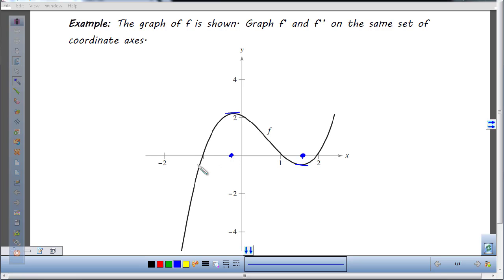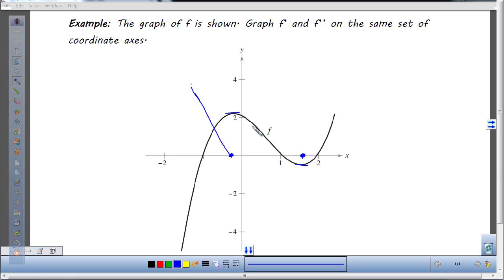So if I start in this interval over here, we can see that the slope of the graph is increasing. So that means we have a positive slope. So positiveness would be above the x-axis. I'm going to graph coming down this way. Okay, so once I get to this point, then what does my slope do?